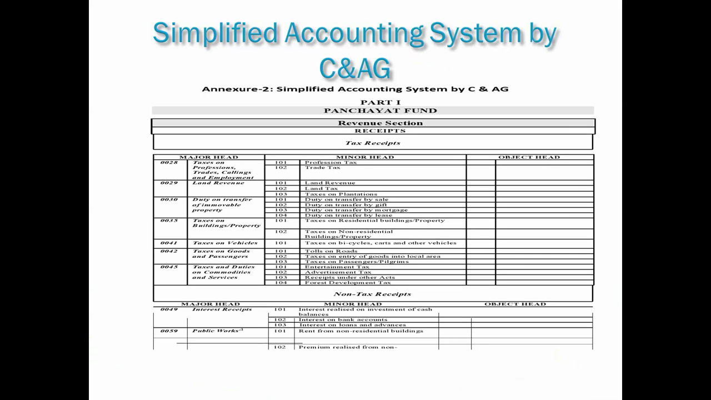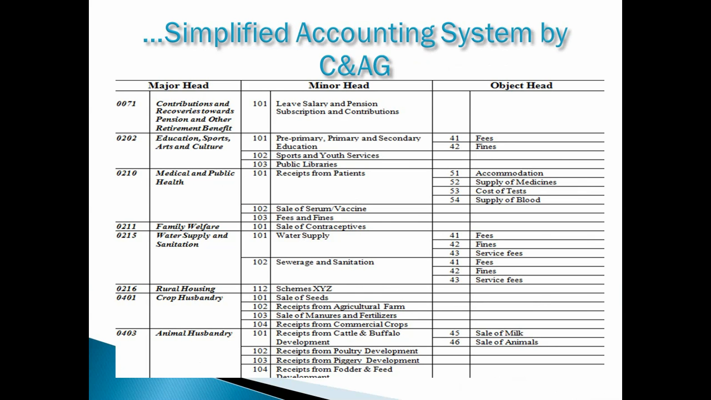As you can see, the simplified accounting system comprises major head, minor head, and object head. This is a part of the local bodies non-tax receipt accounting system. Here, under major head 0202 of education, sports, arts and culture, and minor head 101 of pre-primary, primary and secondary education, the object codes assigned for fees and fines are 41 and 42 respectively. A similar approach follows for various types of transactions for local bodies, which are recorded under the appropriate major head along with minor head and object head.